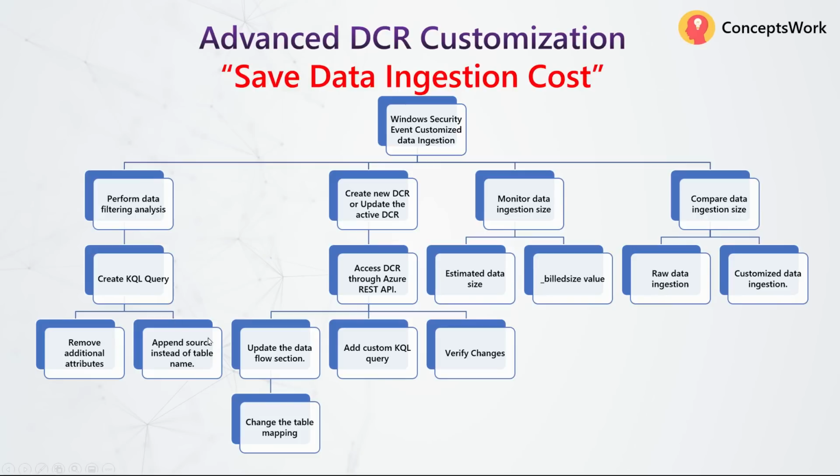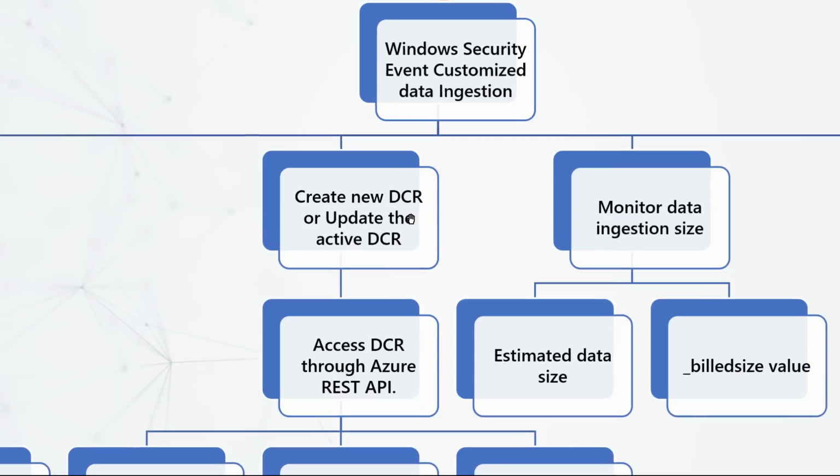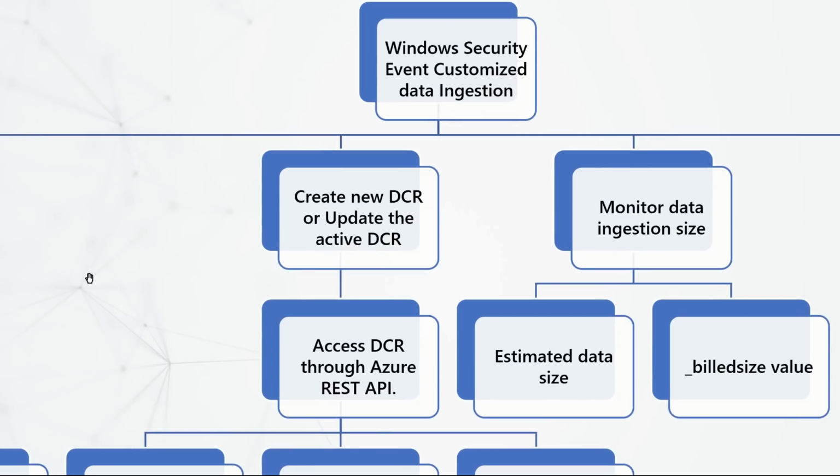This is something which we have already done. I have figured out what attributes I don't need for a specific table, which is the Windows security event table. I have copied the query and updated the table name with the keyword source. Okay. So now I'm going to create a new DCR.